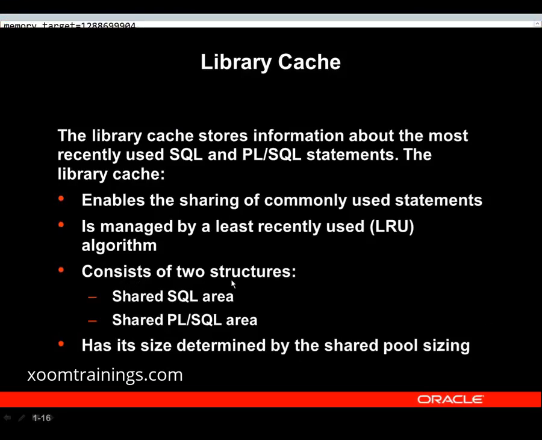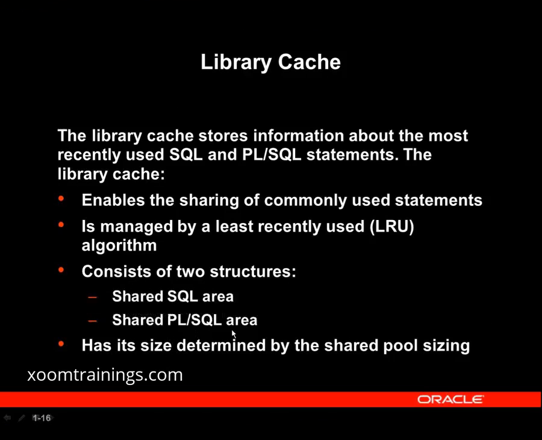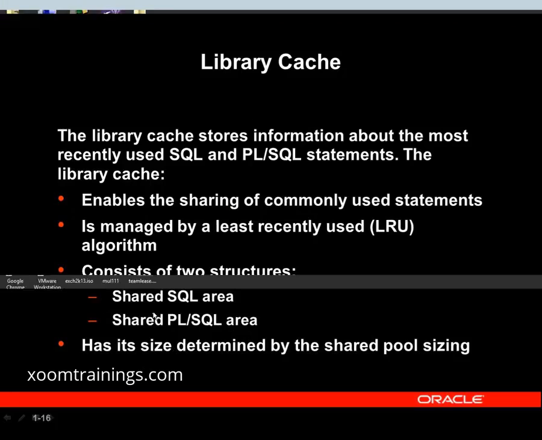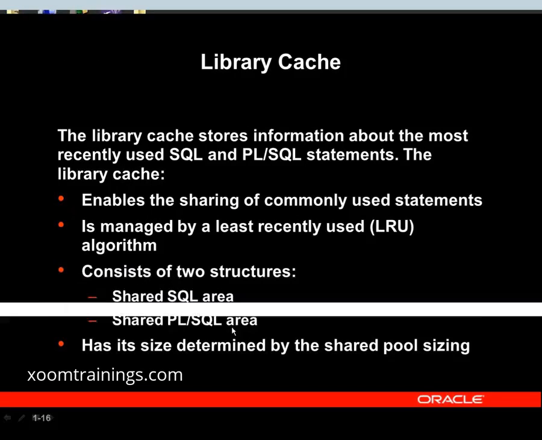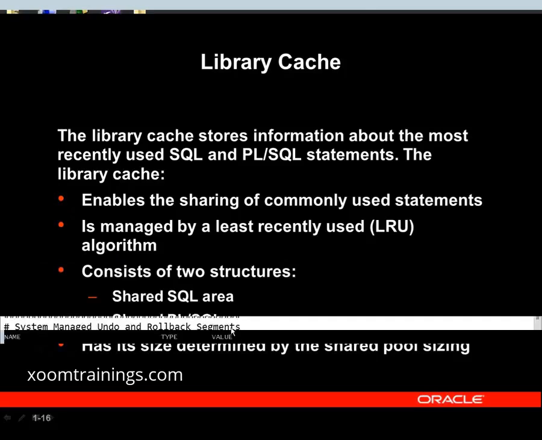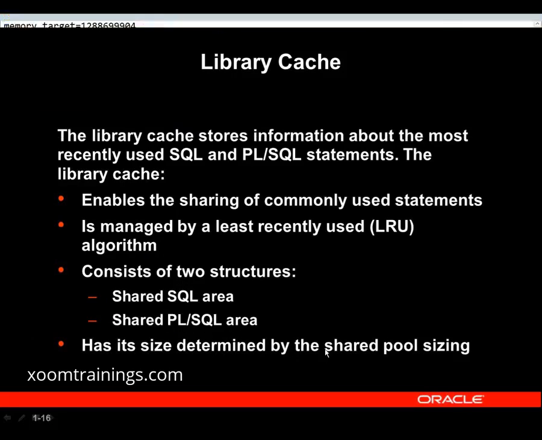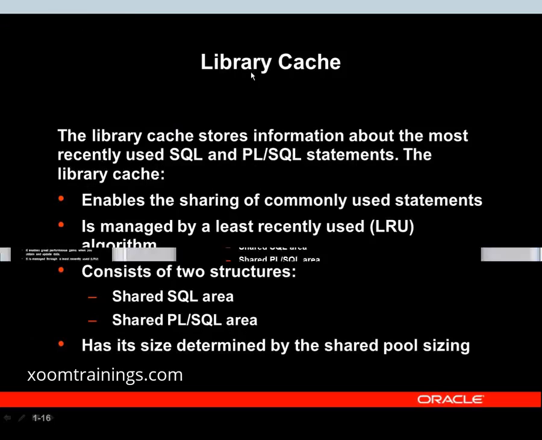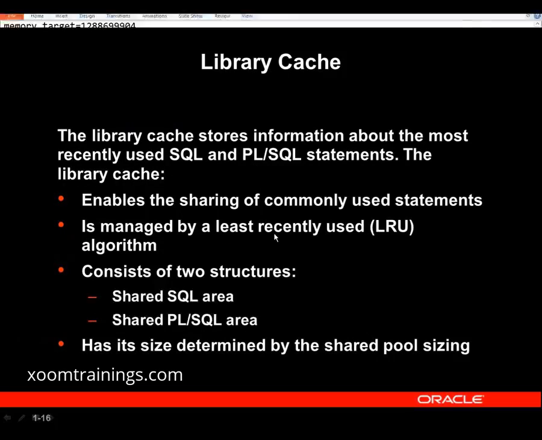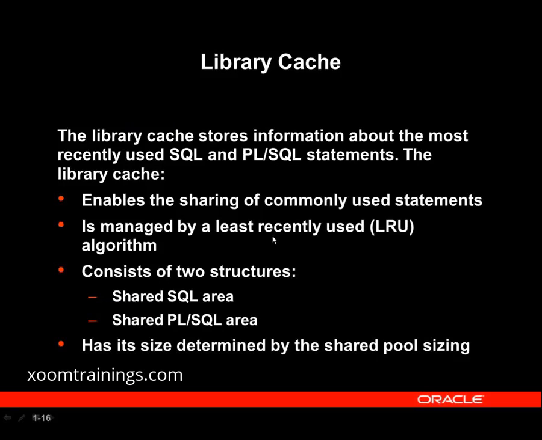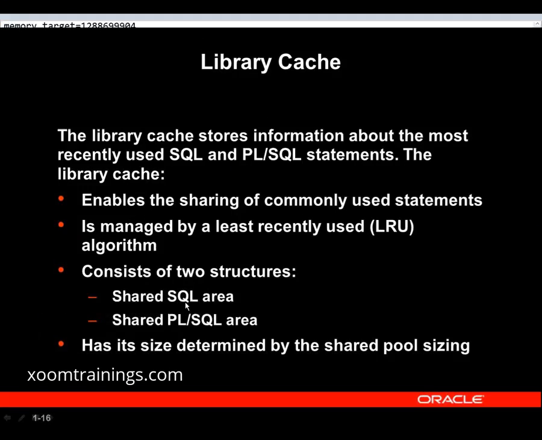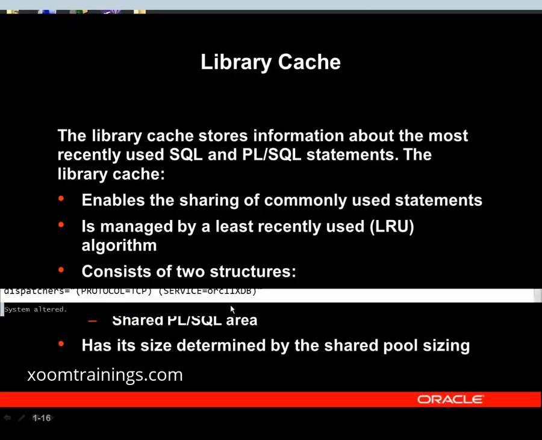The library cache consists of two structure areas, the shared SQL area and the shared PL/SQL area. The shared SQL area is the part of the library cache where SQL statements are stored, and in the PL/SQL area, PL/SQL blocks get stored. Its size depends on the shared pool size itself. The library cache and the dictionary cache have their sizes automatically managed depending upon the shared pool size, which I already configured as 64M, and that size is divided between these two areas.